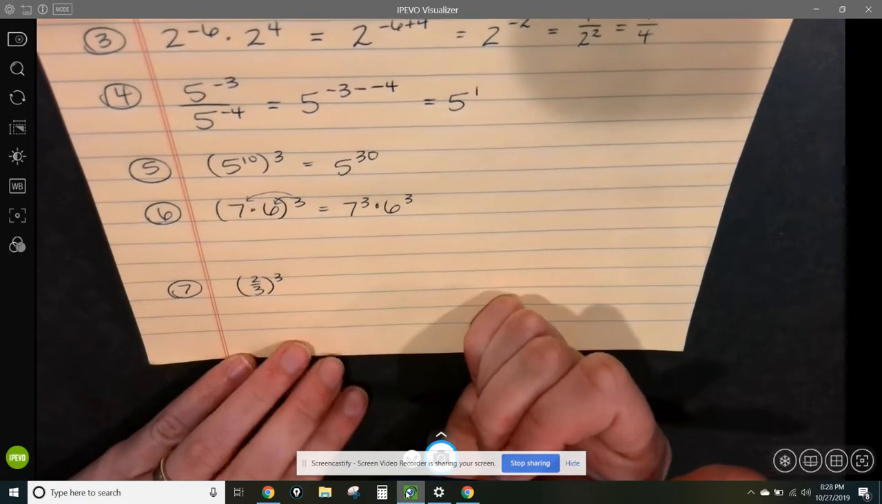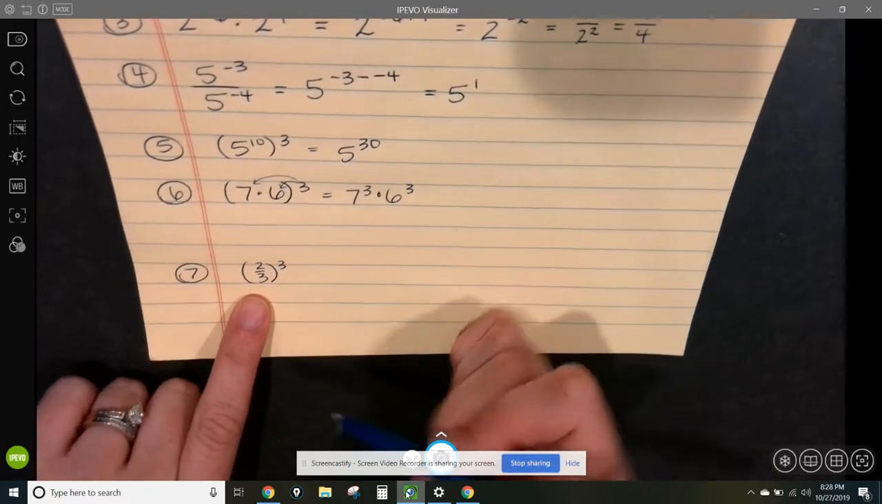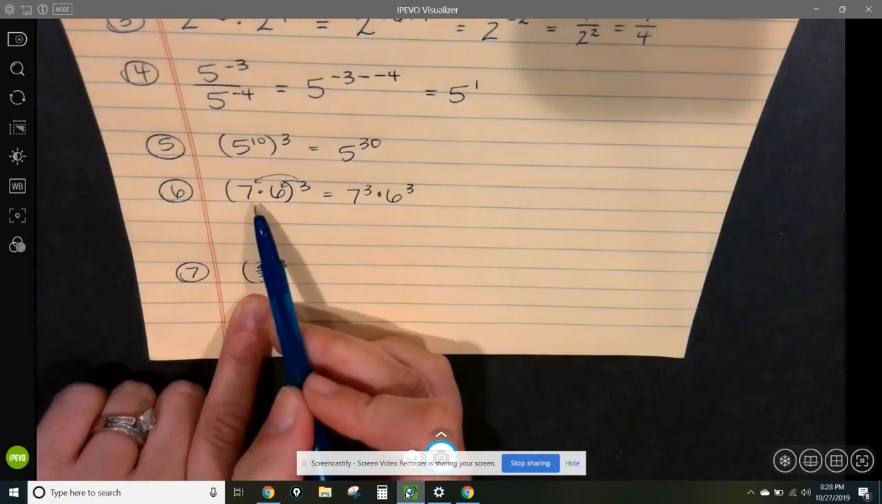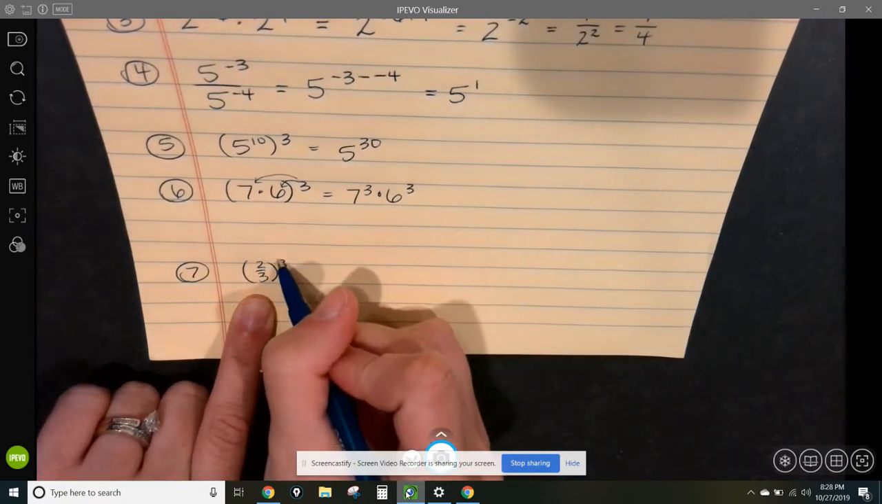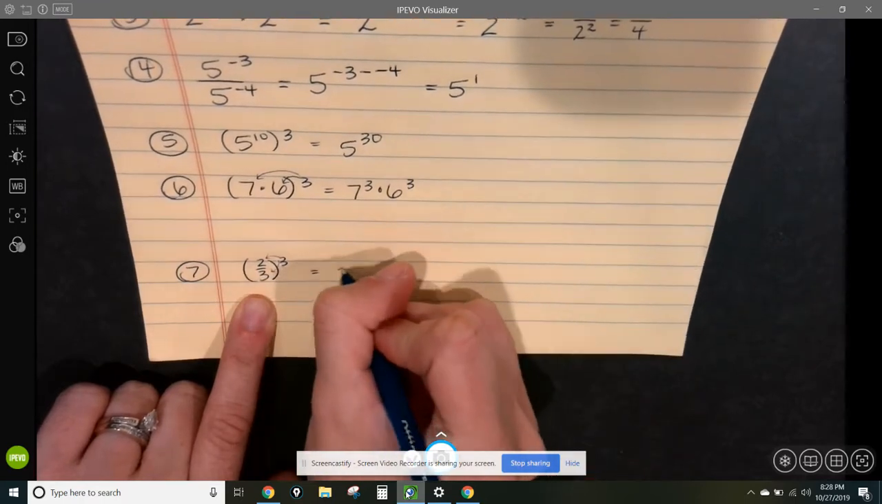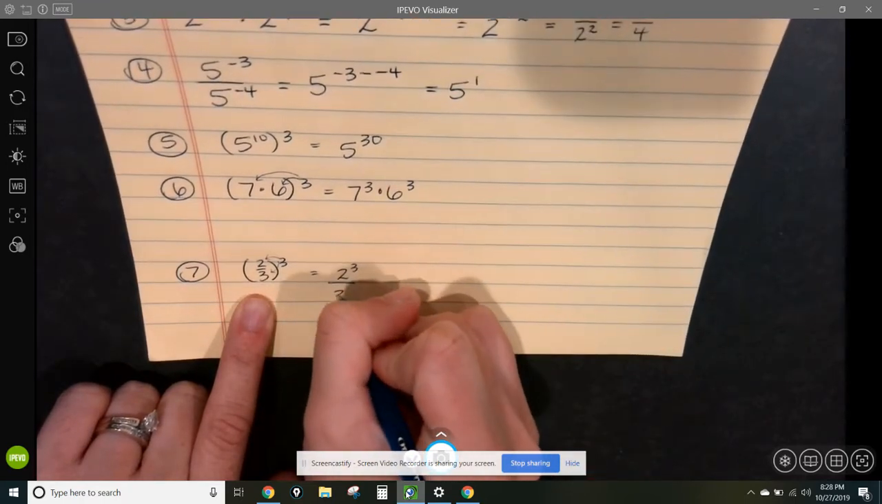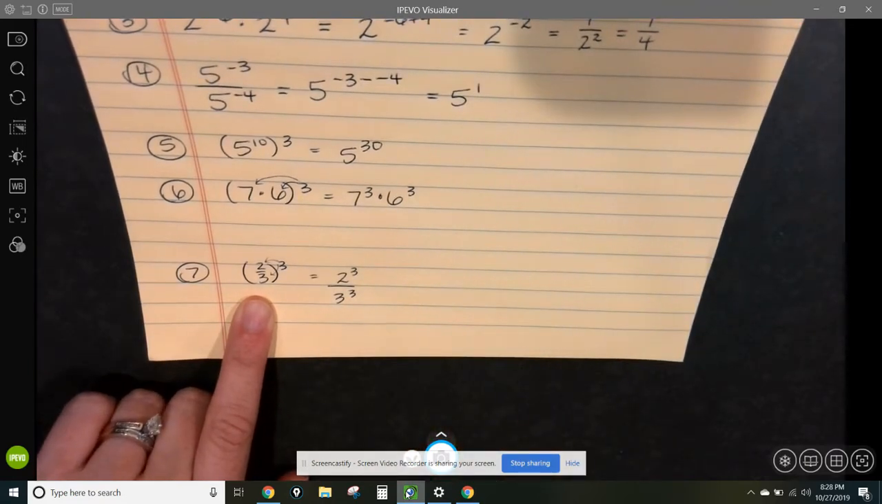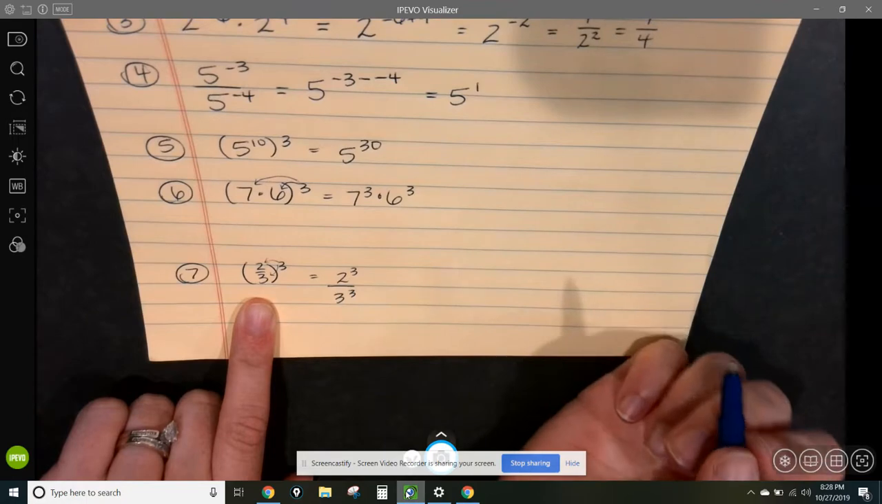And the last type of problem you'll see on your checkpoint is a fraction raised to a power. This is similar to the one up here. We're going to apply that third power to the numerator and to the denominator of that fraction. So it's 2 to the third over 3 to the third. And I think it just wanted you to leave it like that as well.